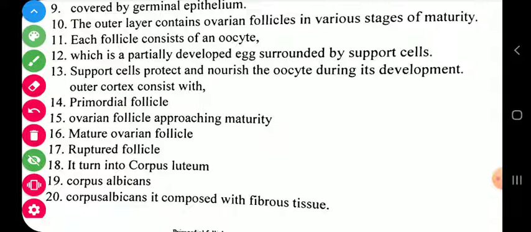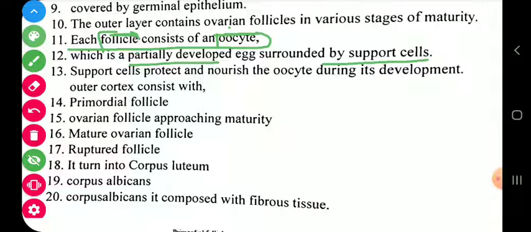Each follicle consists of an oocyte. Follicles are the structures that cover the oocyte. So what is the oocyte? It's actually an immature egg, not yet matured. So each follicle consists of an oocyte, which is a partially developed egg surrounded by support cells.